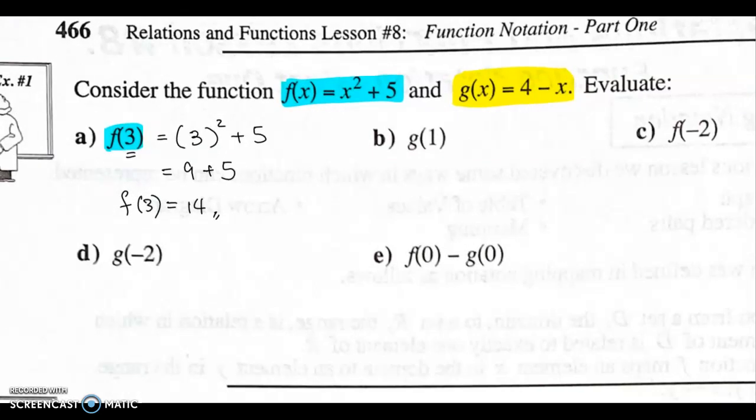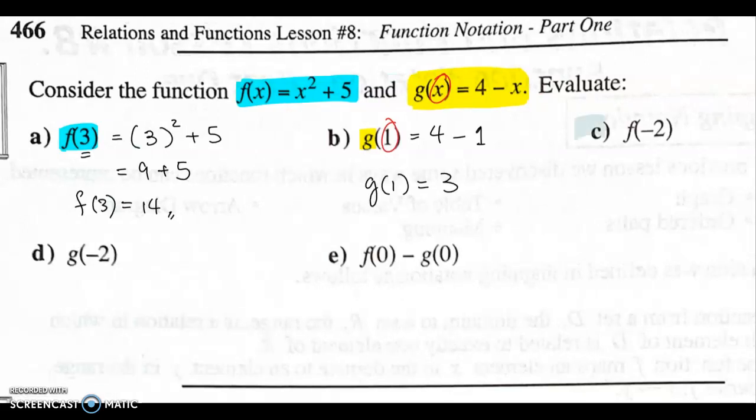In the second question here, we're no longer looking at f. We're looking at another function named g. G is defined by 4 minus x. And we see here that instead of x, we now have an input of 1. So we're going to replace what was originally x in our equation with the value 1. So we know that g of 1 is equal to 3.